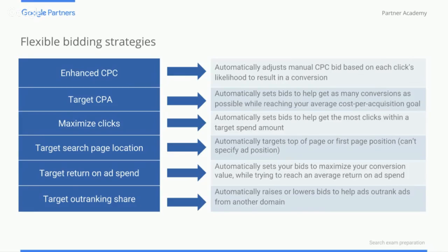Maximize clicks is the other one that's really, really common in a lot of accounts. This is a more automatic bidding feature. Basically it lets AdWords automatically set your bids to get you the most clicks it can within a target spend amount. So within that target daily budget that you set, AdWords will automatically adjust your bid day by day to try to get you the most clicks it can.